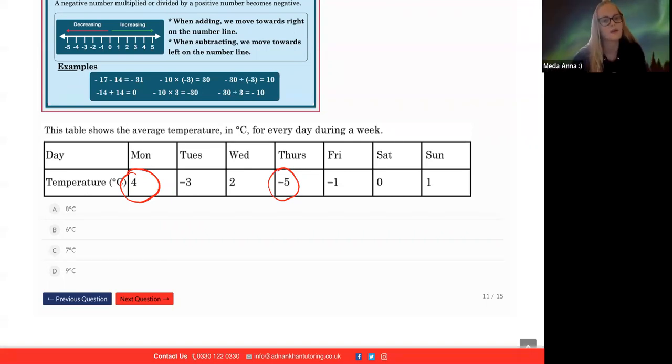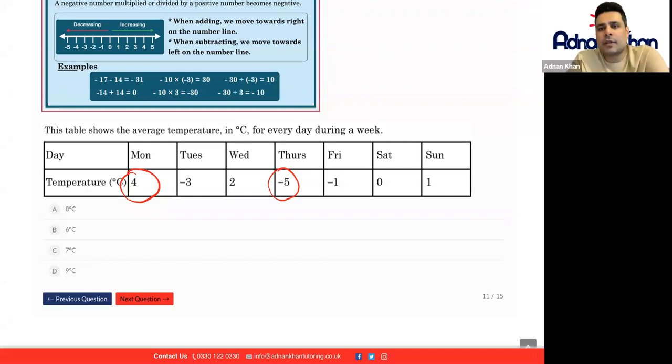9 degrees Celsius. 9 degrees, absolutely. So 9 degrees will be the difference. So the difference between -5 and 4 is going to be 9 degrees. Absolutely right. Okay, well, I've got your answer there. Thank you for that.